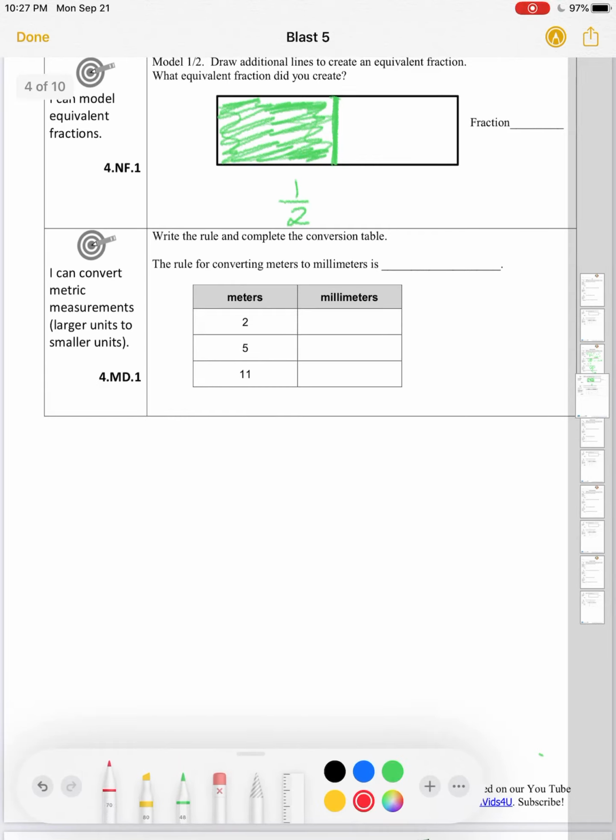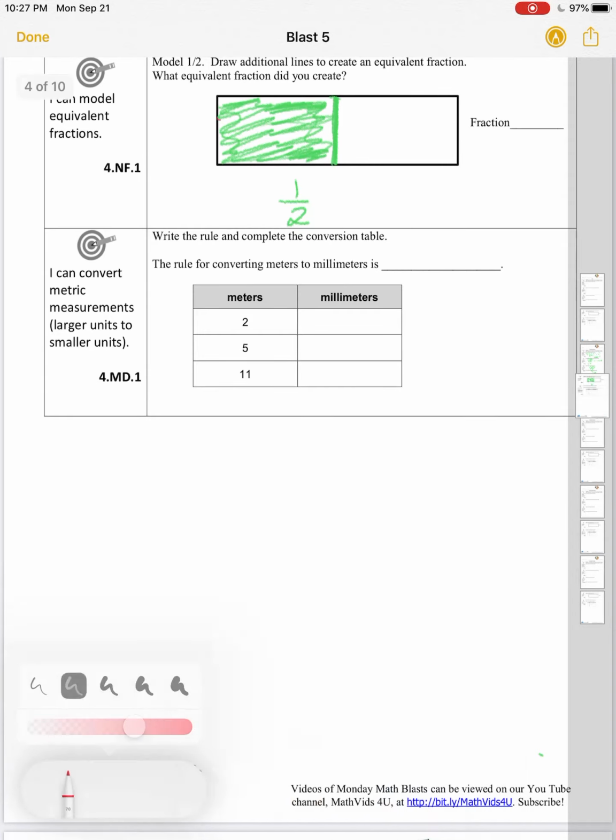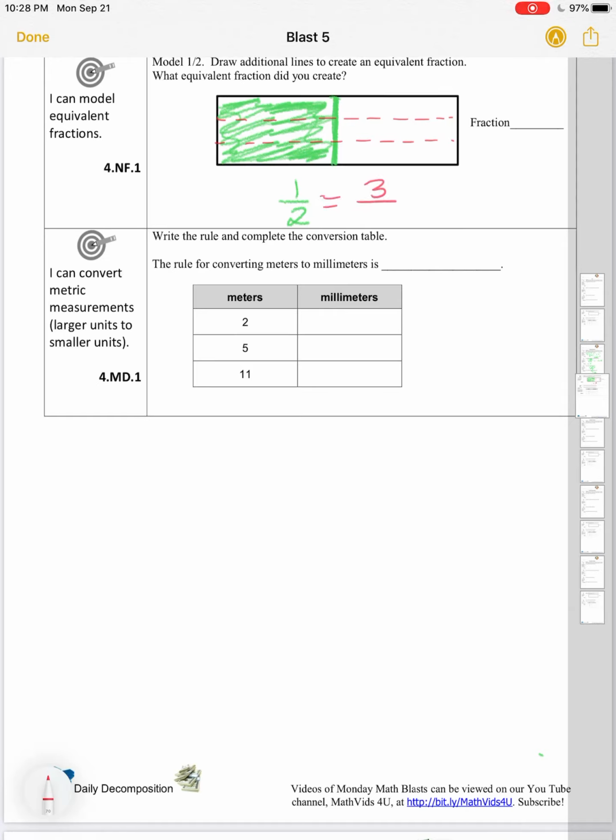Now I'm going to draw additional lines. And so I am going to draw, let's say, 2 horizontal lines here. And so now you can see that my 1 piece has turned into 3 pieces, and my 2 parts in the whole have turned into 6 parts in the whole. So 1/2 is equal to 3/6.